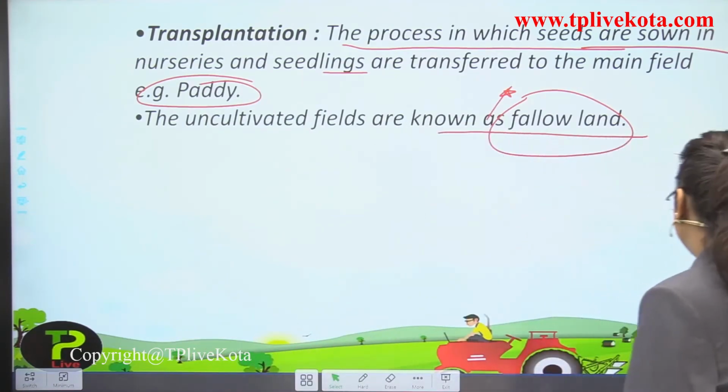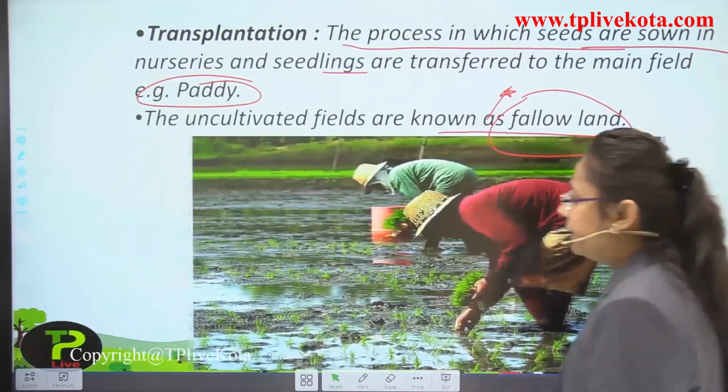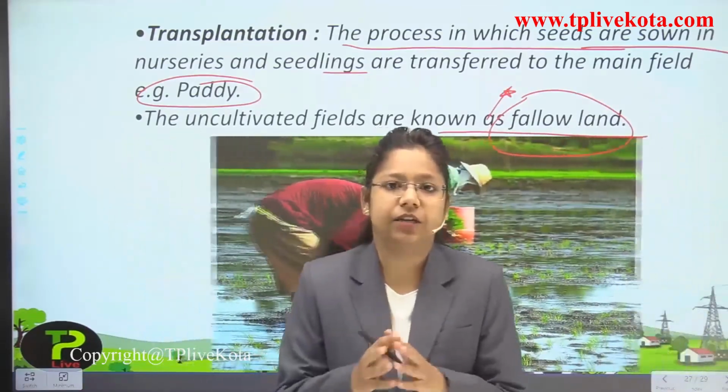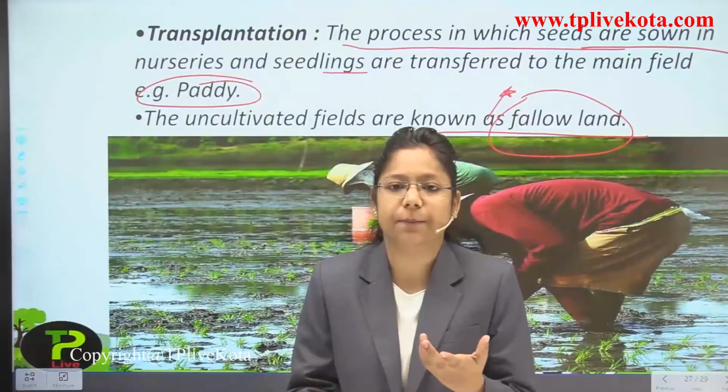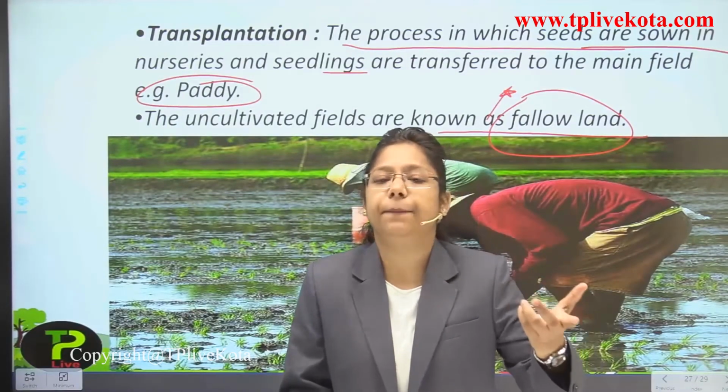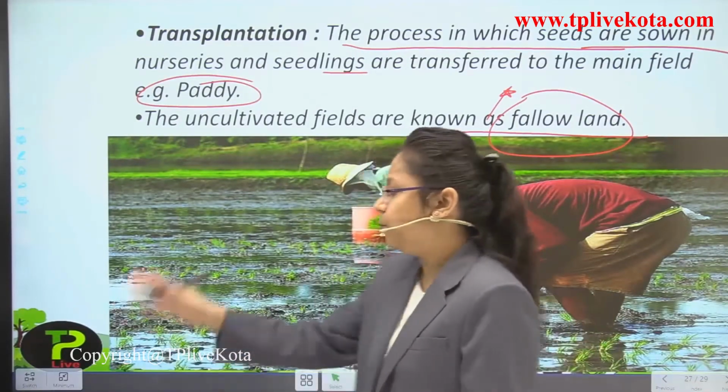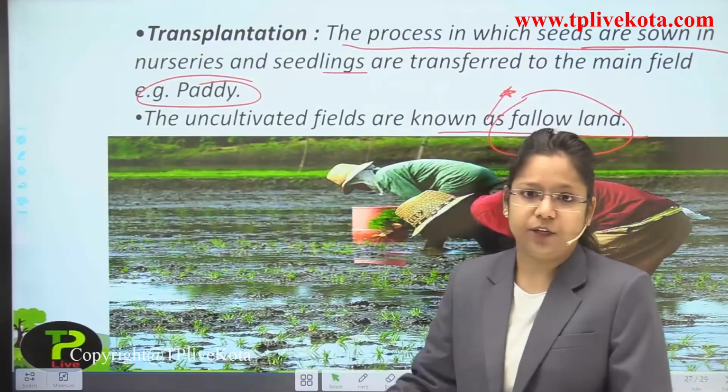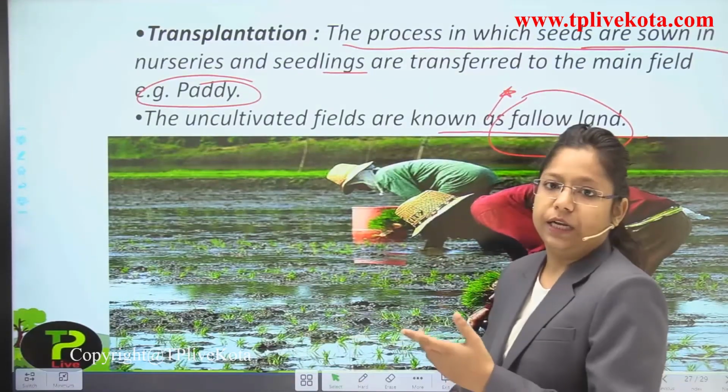Now we can see here the diagram of transplantation, how the transplantation occurs in the paddy fields. The small saplings which are grown in nurseries are brought here and again planted over here to enrich the soil. So let us revise our lecture number 1 and lecture number 2 in this content. Do not forget what we have done and what procedures we are following to make a particular land cultivated.